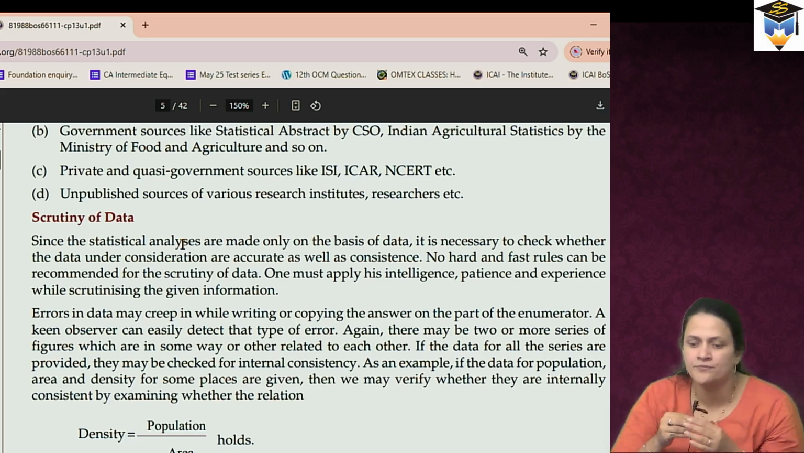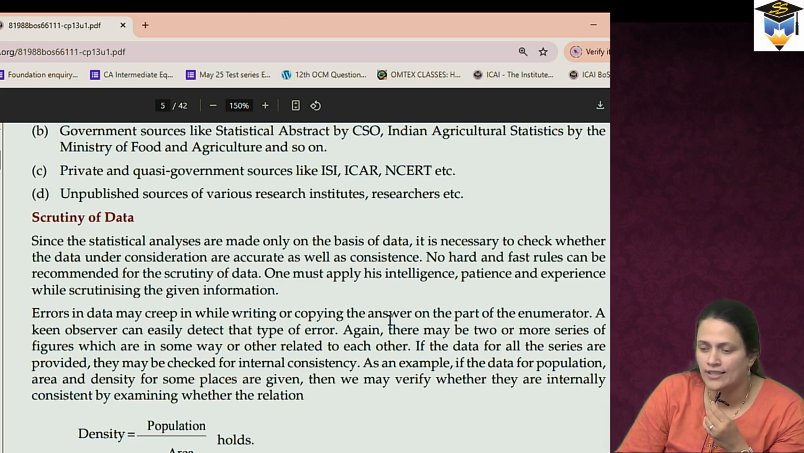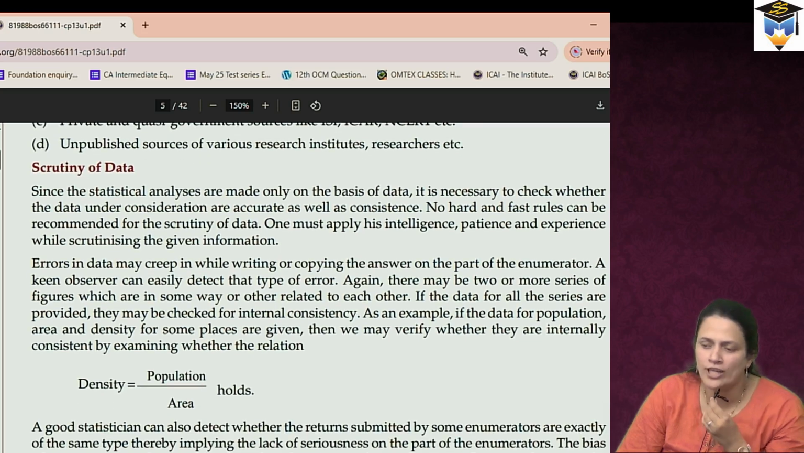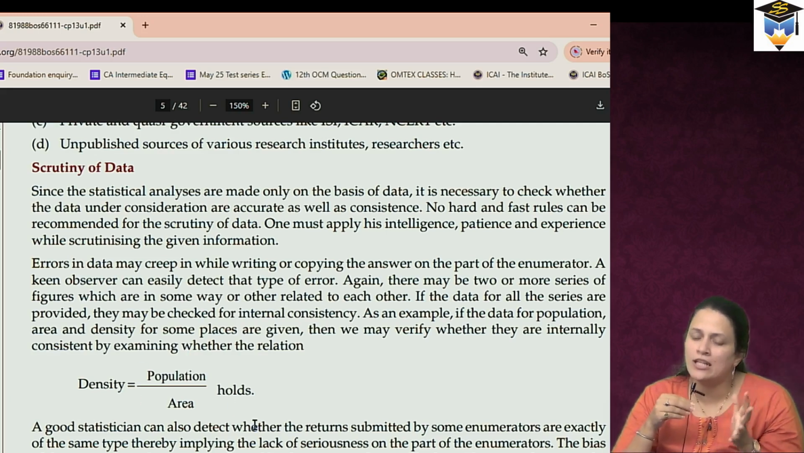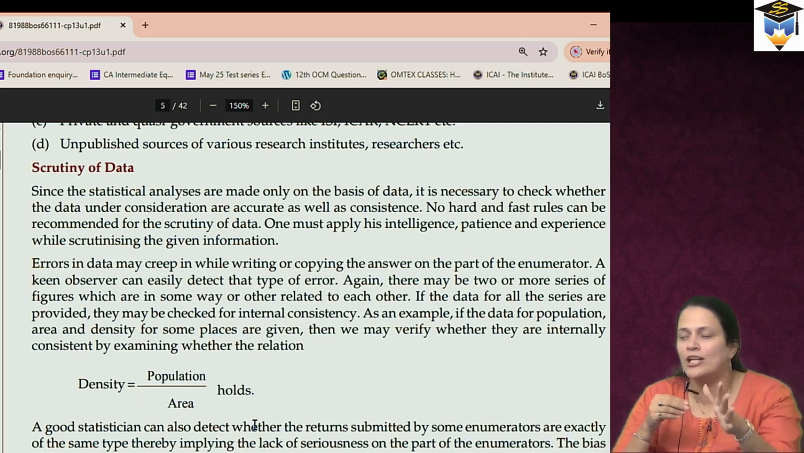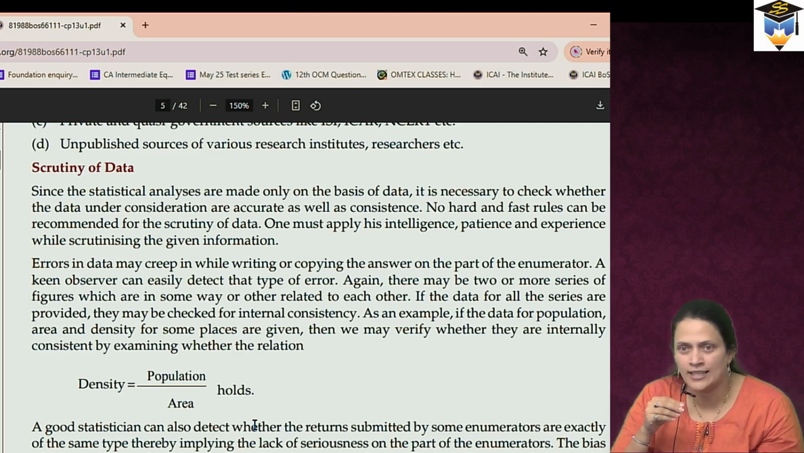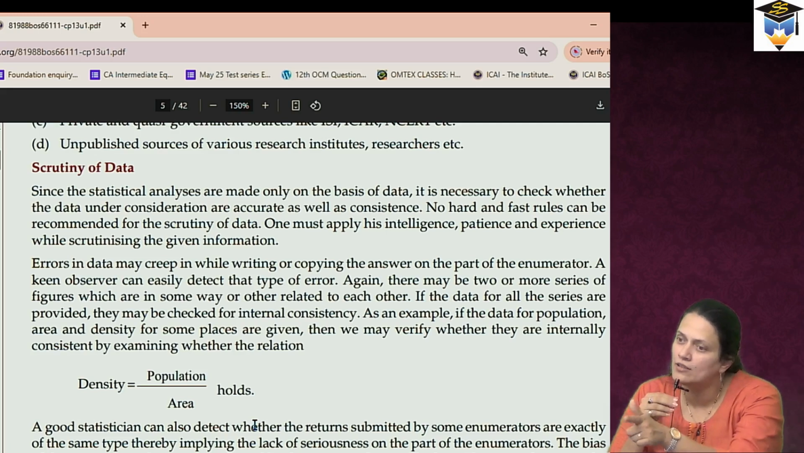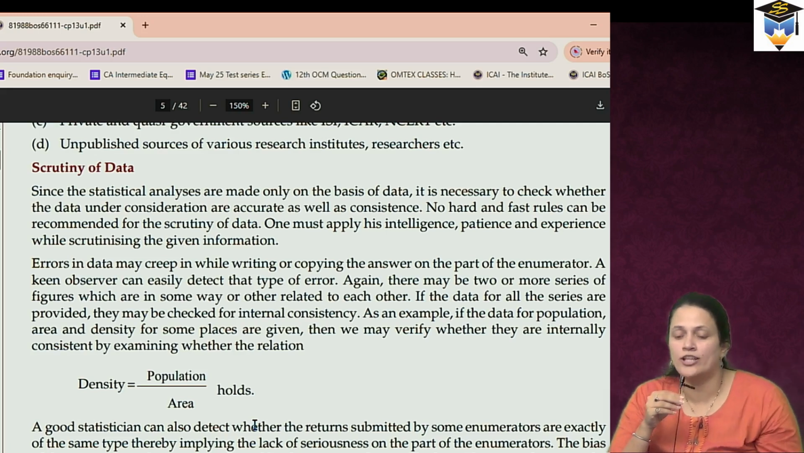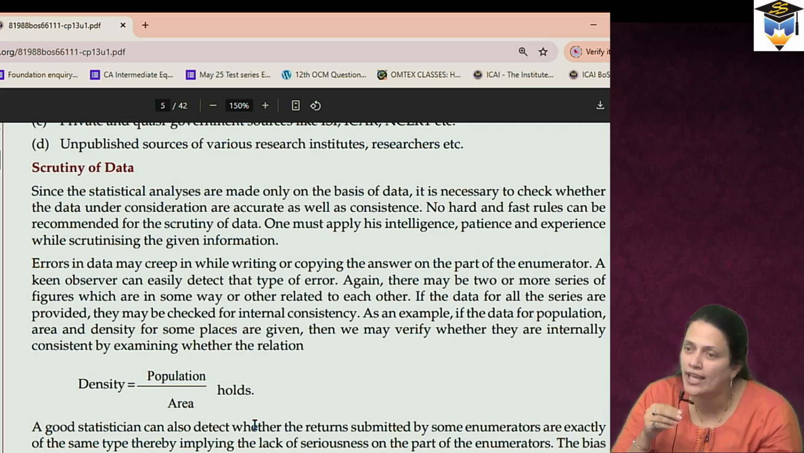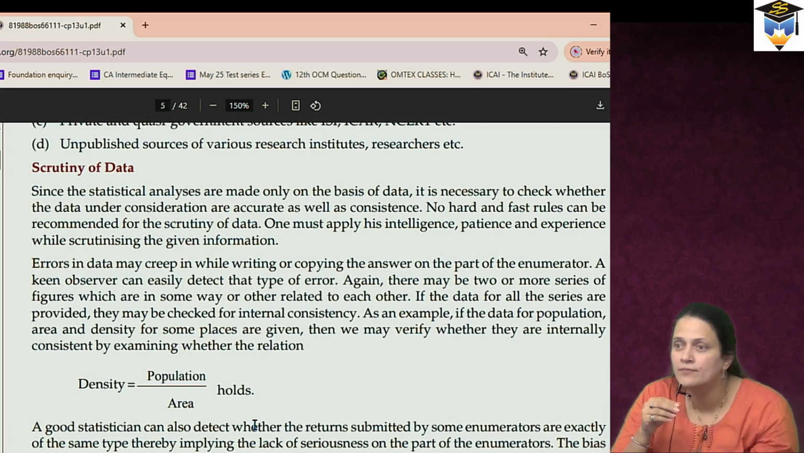Now, if you see over here, density. Suppose, for example, data of population, area and density for some places are given, we have to examine whether the relation holds true or not. What they have given is density equals population upon area. Now tell me, if the density increases, what will happen to the population? If we say the density is increased, population will increase. If we say the density is increased, what happens to the area? It will become less.